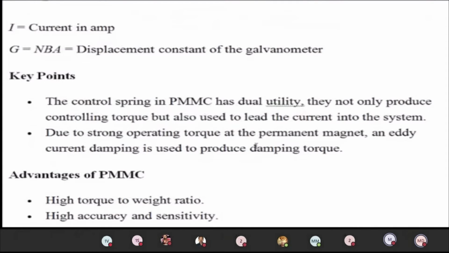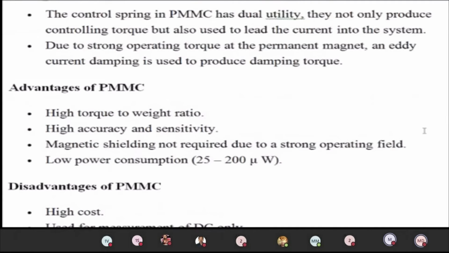And the key point to be remembered here in PMMC is, due to the strong operating field of the permanent magnet, eddy current damping is used to produce the damping torque. And regarding the advantages, we also have some key points. High torque to weight ratio, hence we are getting high accuracy as well as sensitivity. Magnetic shielding is not required due to the strong operating field, and the power consumed by a PMMC instrument is around 25 to 200 microwatts.